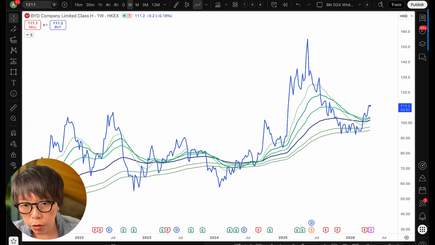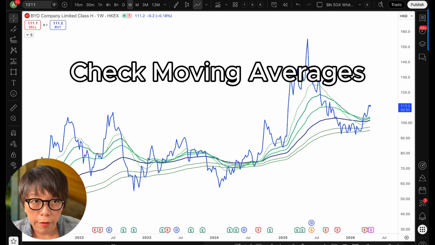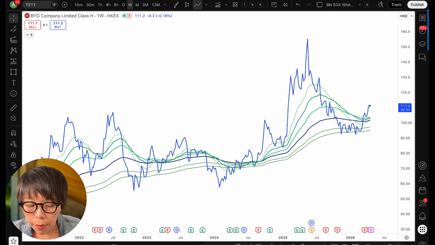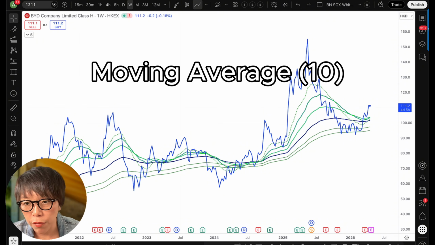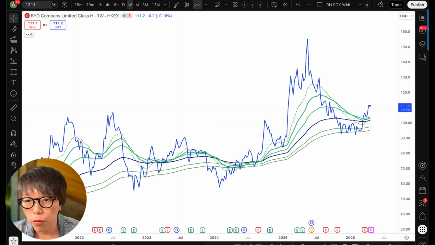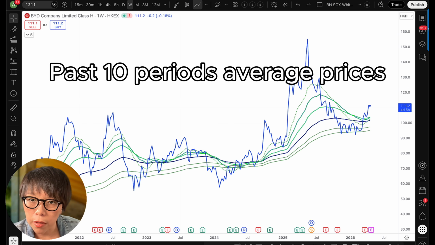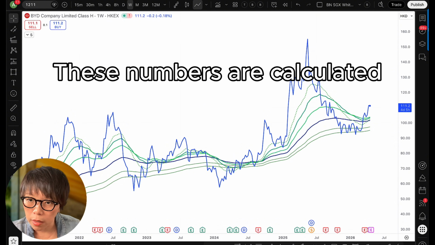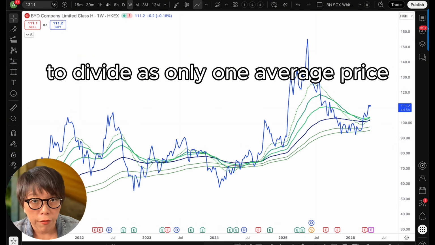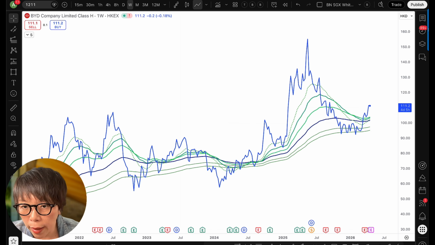So first, what I always like to do is check the moving averages in two time frames. But what are moving averages? I forgot to mention. Moving averages are lines of different periods that we set. For example, a 10 period moving average will give us the average price of the past 10 periods. Instead of looking at many different numbers, these numbers are calculated to derive only one average price. So for example, let's take a look at my chart here.